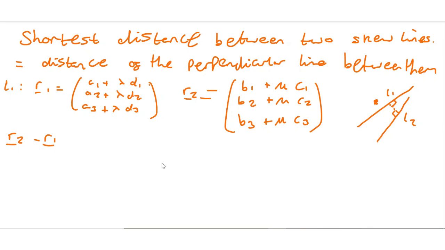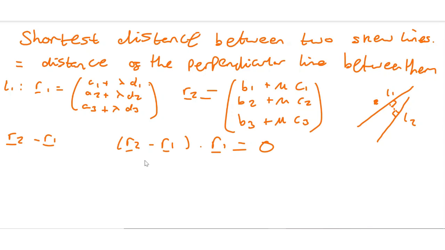Then how do we find perpendicular lines? Well, we use dot product. So we take R2 minus R1. Bear in mind this is a line itself. And we'll dot that with R1. And that should be 0. We can use that to find lambda in terms of mu, or mu in terms of lambda. Rearranging that equation.